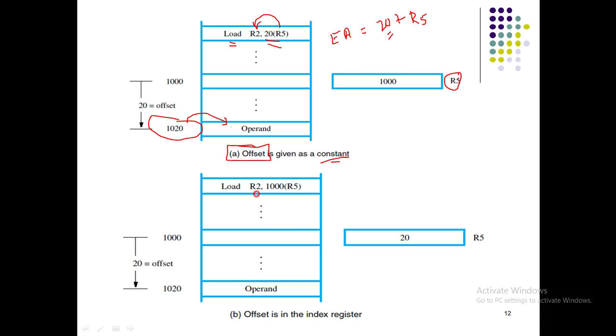In this example, please observe friends, what is happening now? Come to here, R2 comma 1000 R5. We'll try to find our effective address, right? So what is the effective address now? Very simple. I hope by now you might have got the effective address. It is nothing but 1000 plus your register R5. 1000 plus your register R5.